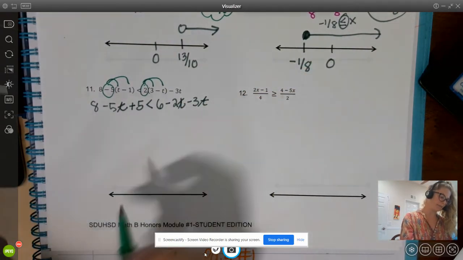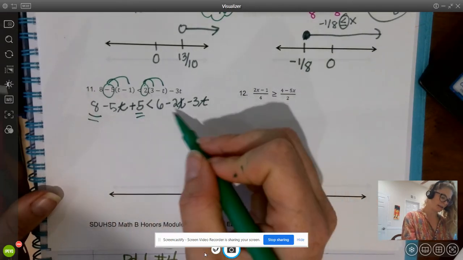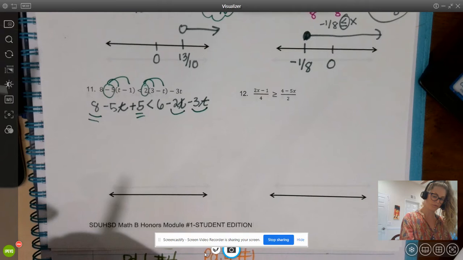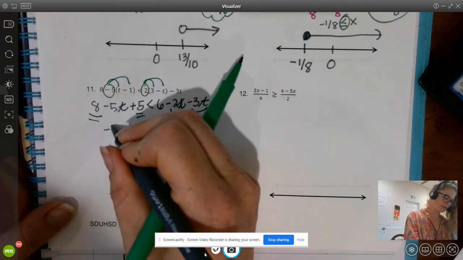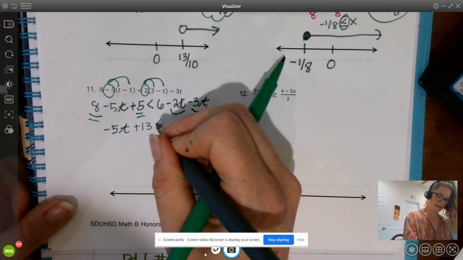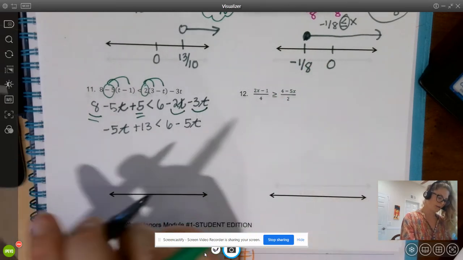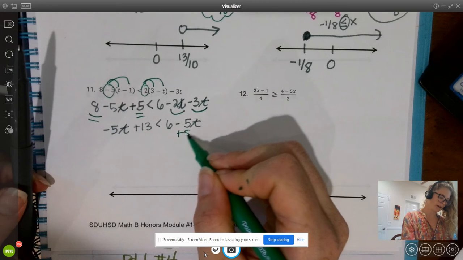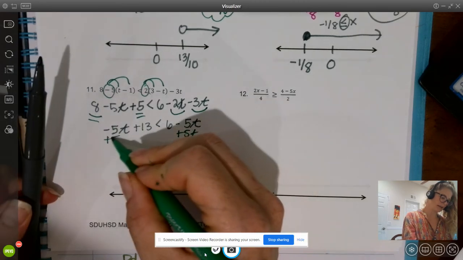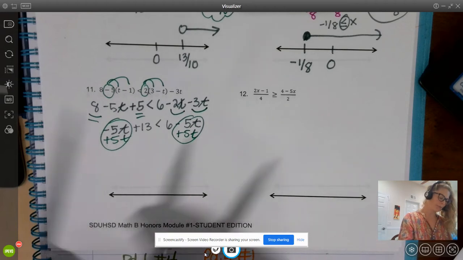From here, I'm going to combine my like terms. So on this side, I have 8 and I have 5. On this side, I have -2t and -3t. So from here, I have -5t plus 13 is less than 6 minus 5t. From here, if I add 5t to both sides, I notice that my variable term cancels out.